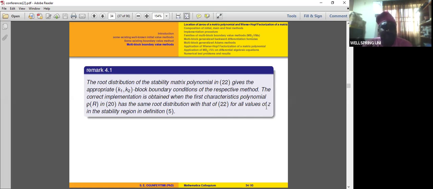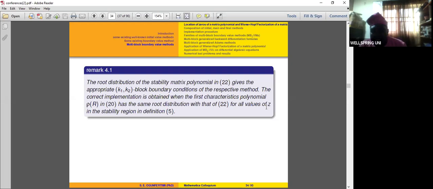tells us about the correct implementation of the multi-block boundary value method. How does it work? The condition for multi-block boundary value method is that when you take the stability of the first characteristic polynomial in equation 20, and you take the stability of the method as a whole, they must all have the same root distribution. In the course of this work, we derived some methods whereby the root distribution of the first characteristic is different from the root distribution of the whole method. So when we get that type of method, it is very difficult for us to implement.